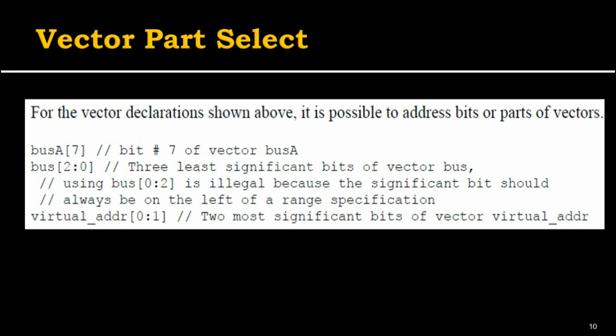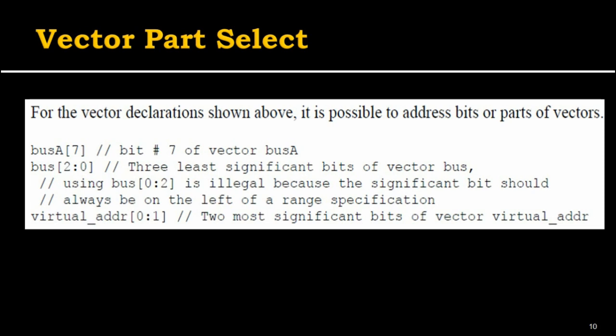Consider the first example, bus[7]. This indicates the 7th bit of bus. So the 7th bit of the vector bus is chosen. Then bus[2:0] means the 3 least significant bits of the vector bus. In the second example, using bus[0:2] is illegal, because the first one is the MSB and the second one is the LSB.